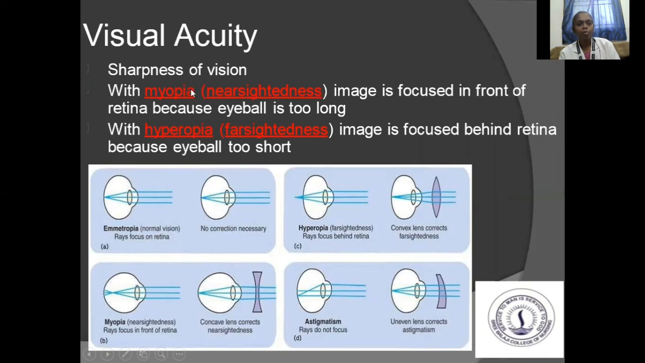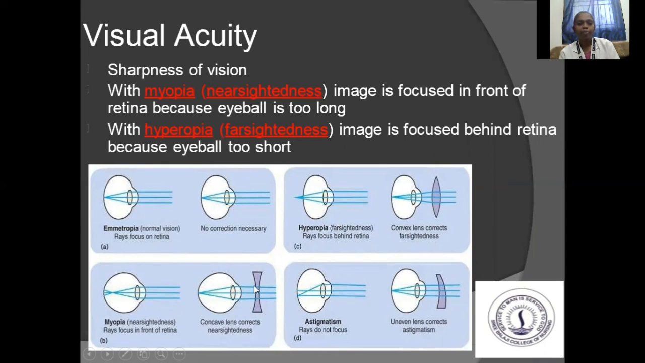But in case of myopia, nearsightedness, what happens? The image is focused in front of the retina because the eyeball is too long. We are supposed to reach here, but there is a little stop. So what we have to do is use a concave lens. When you use a concave lens, it will be perceived properly.